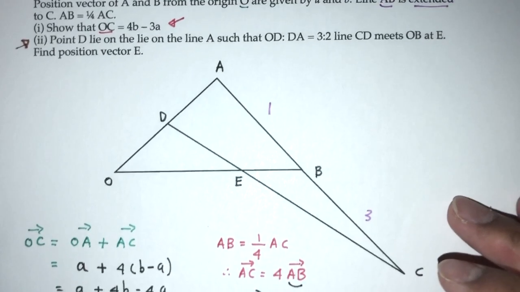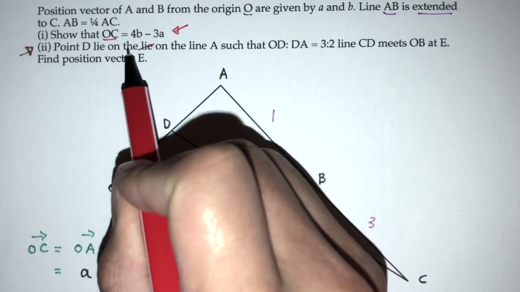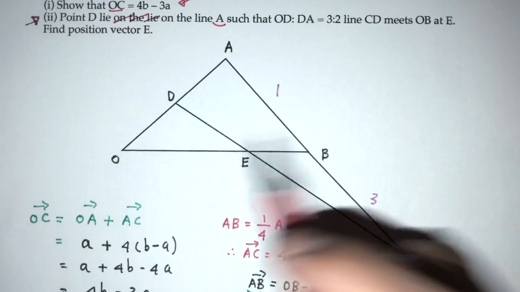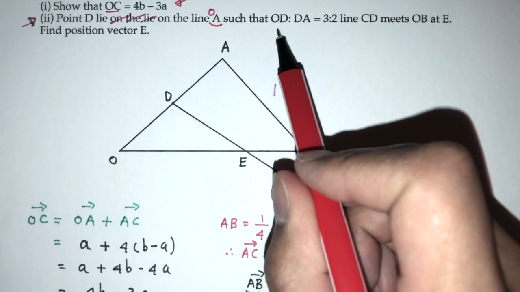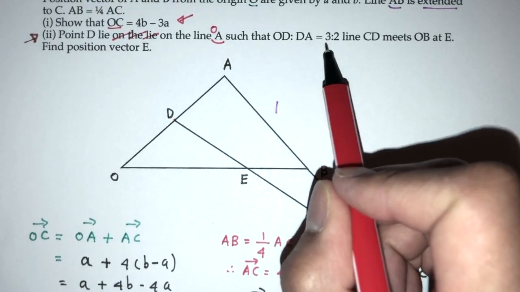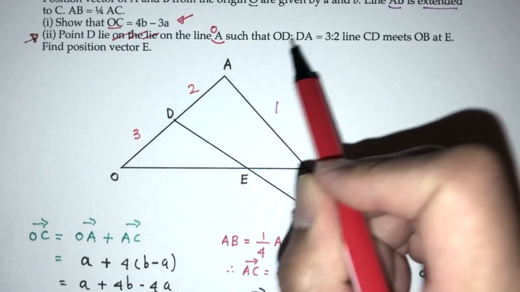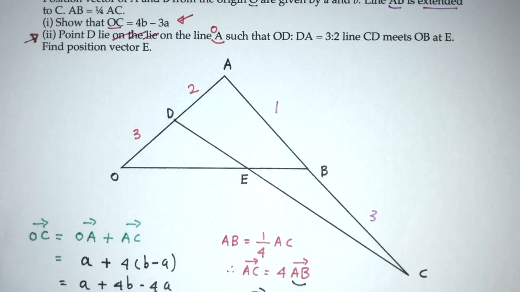So the main idea here was what? Let me first read the question, then we can continue with the concepts. The question is, the point D lies on the line OA, such that the ratio of OD and DA is 3 to 2. So this is 3, this is 2, right? Because OD is 3 and DA is 2. That's the first thing we have from that line.